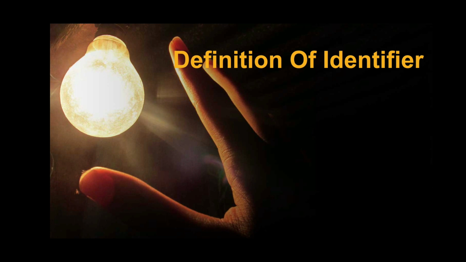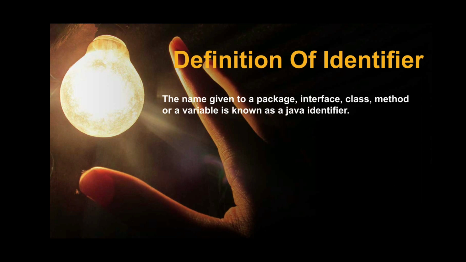Now we will see the definition, or what the identifier is. The name given to a package, interface, class, method, or variable is known as a Java identifier. What does Java identifier mean? Previously we discussed: the name given to a package, interface, class, method, or variable is known as a Java identifier. This thing we will see with one example program.